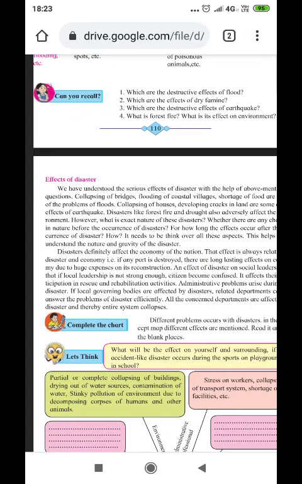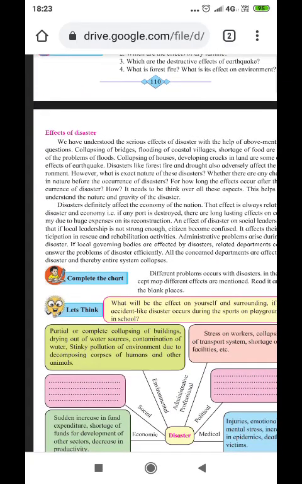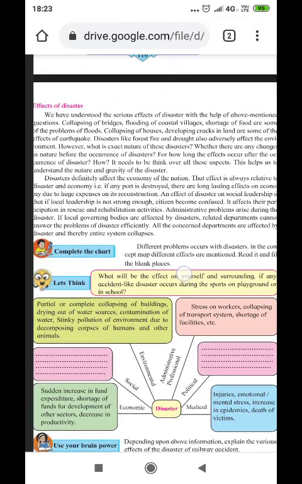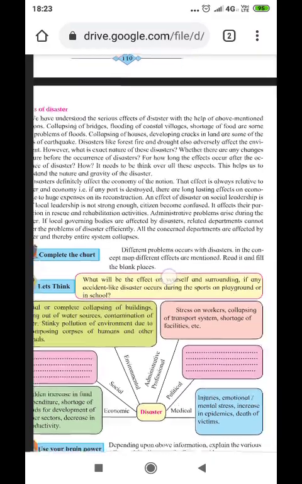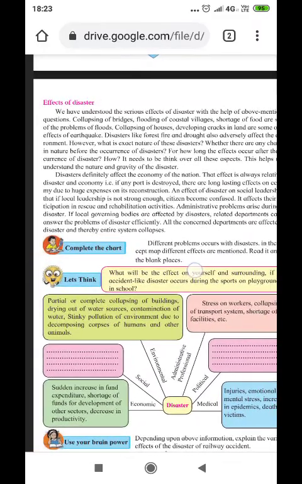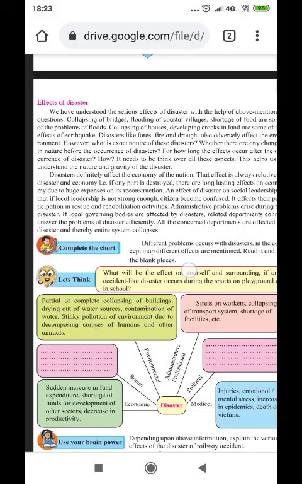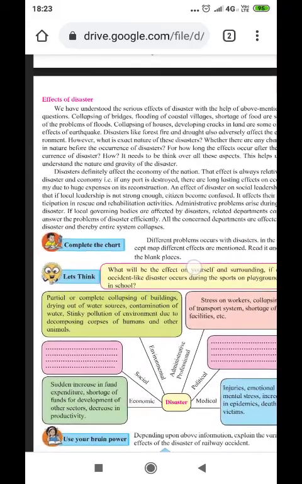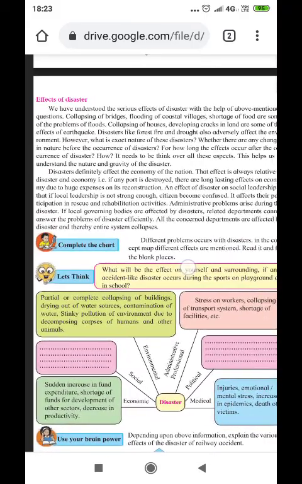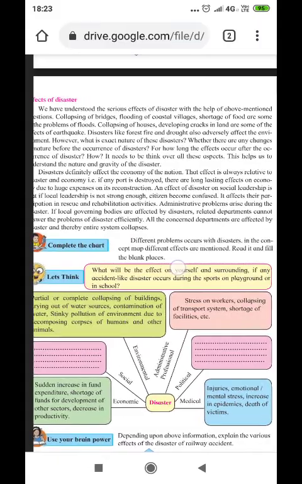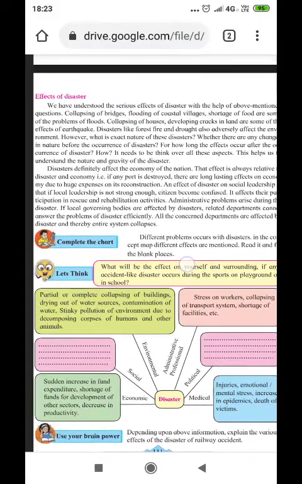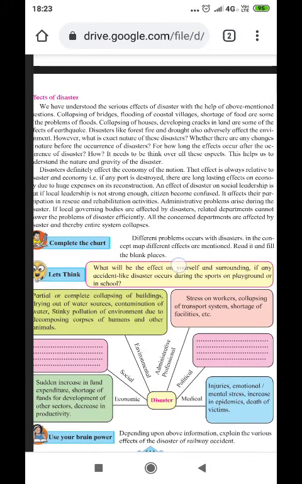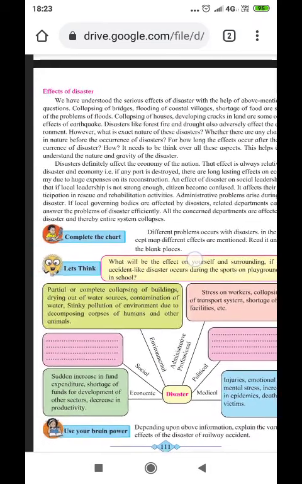Now, the effect of disaster. We have understood the serious effects of disasters with the help of the above mentioned examples. Collapsing of bridges, flooding of coastal villages, shortage of food are some of the problems of floods. Collapsing of houses, developing cracks in land are some of the effects of earthquakes. Disasters like forest fire and drought adversely affect the environment.